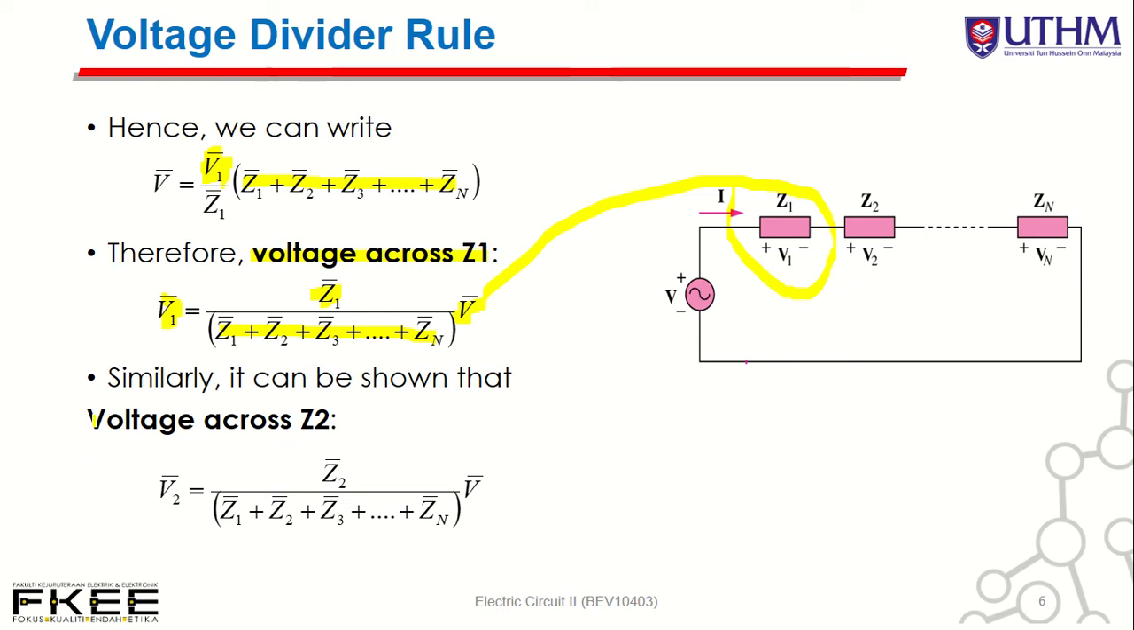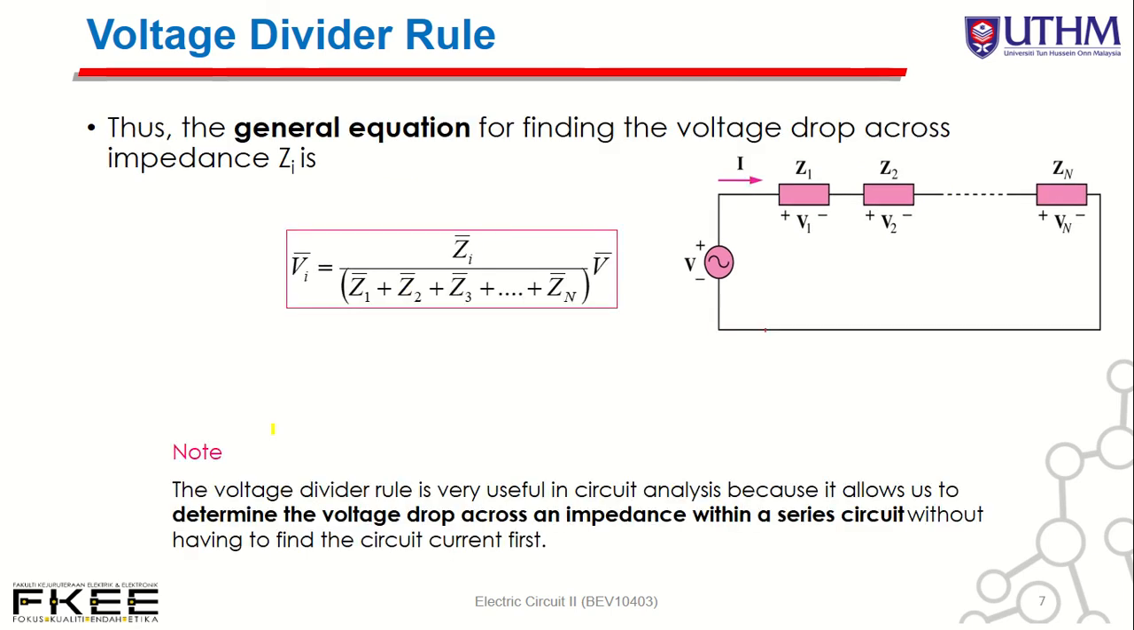Similarly for the voltage across Z2. The voltage across Z2 equals V2, and V2 equals Z2 divided by total Z times V. So this is the equation of the voltage divider rule. We can generalize this equation to find the voltage drop across impedance Zi. We can conclude that Vi equals Zi divided by total Z times V.